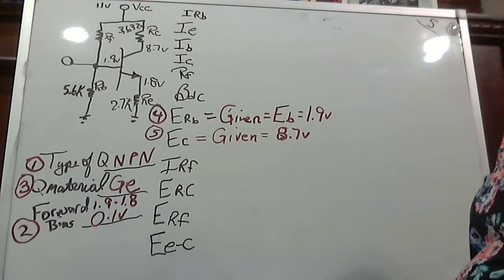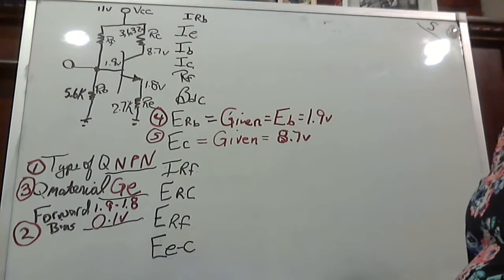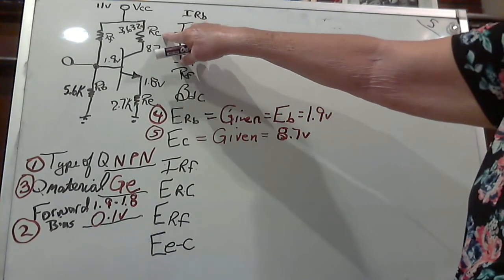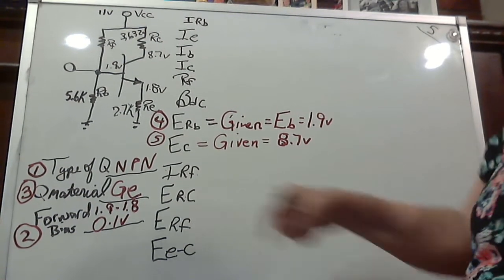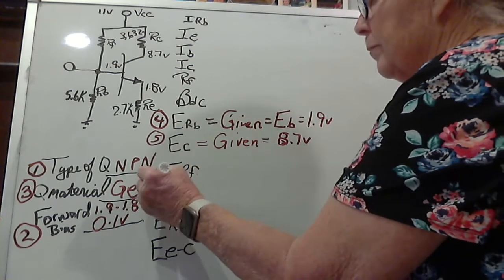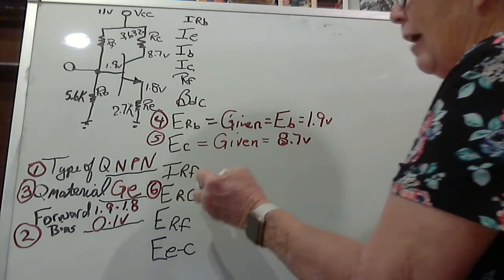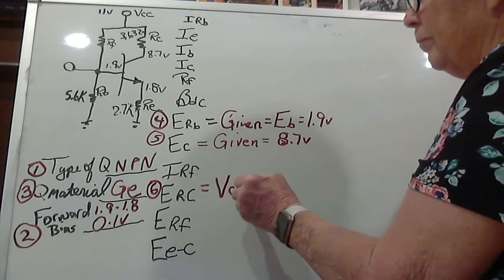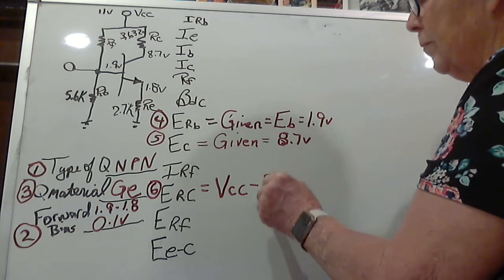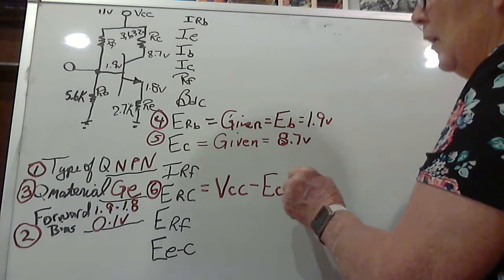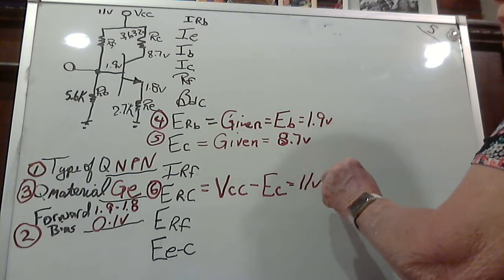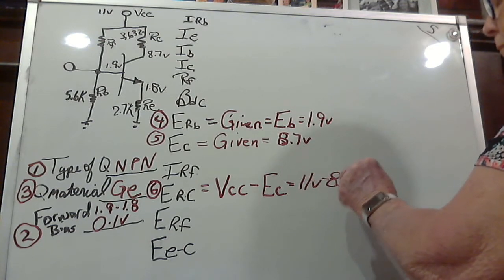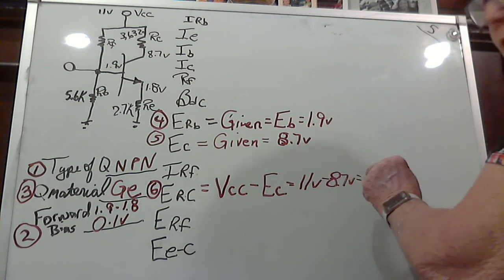I'm still looking to see what else I could come up with easy or that I have given. I don't really see anything else given, but I do see that this one here would be pretty easy to solve, and that's the voltage across the collector load resistor here. So I'm going to call this one number 6. I know that it's the source voltage minus the collector voltage, which is that 8.7. So in that particular case, the 11 volts minus the 8.7 volts is equal to 2.3 volts.